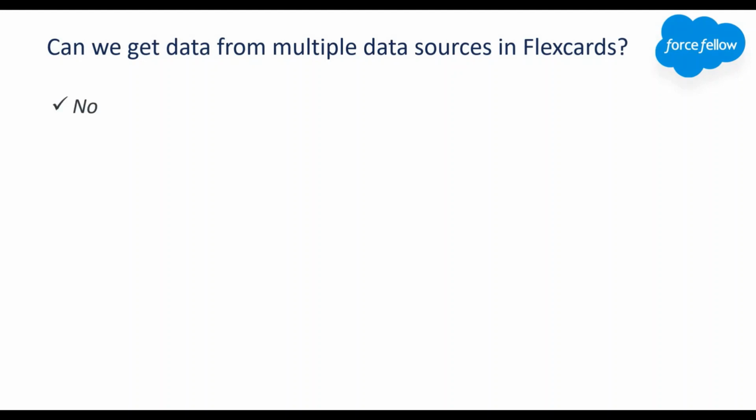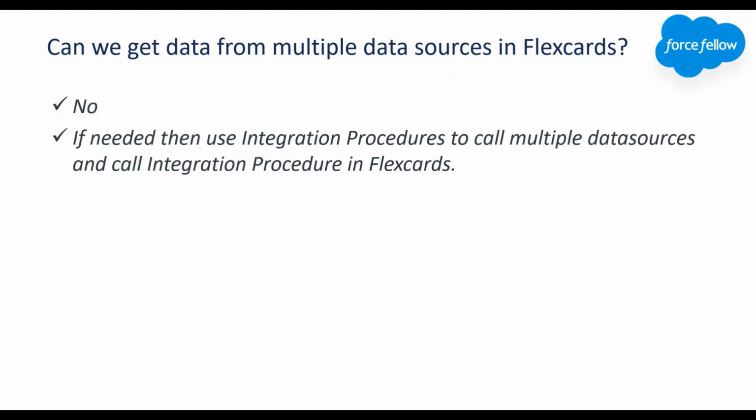Okay. Now next we have, can we get data from multiple data sources in Flexcards? I think this is not possible in a Flexcard. I mean, we can set up only one data source. But if you want to get data from multiple data sources, like from the Salesforce database and from an external system both, then we can use an Integration Procedure, because in an Integration Procedure we can add multiple steps. So we can call and get data from Salesforce and the external system in the Integration Procedure. Then finally, we can call that Integration Procedure in Flexcards.